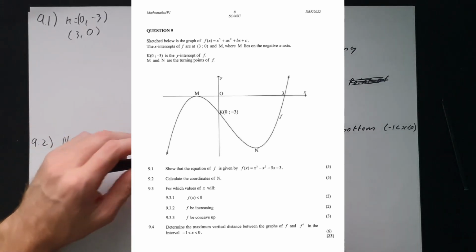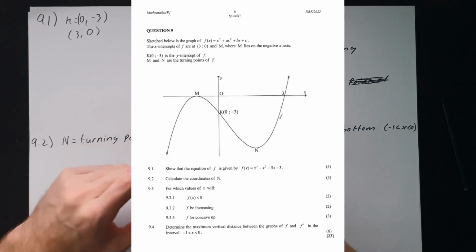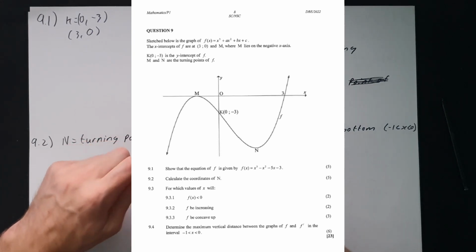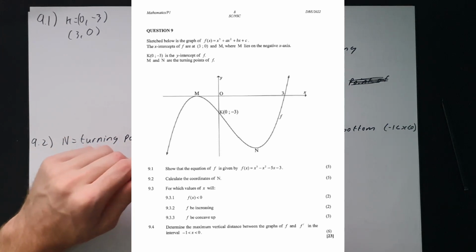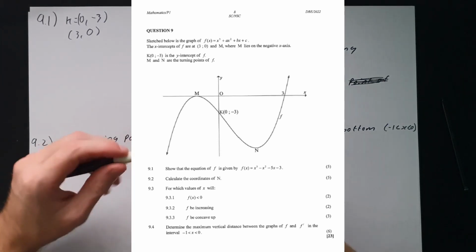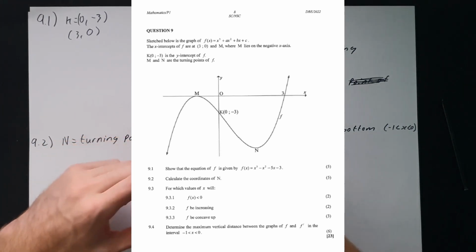It says the sketch below is the graph of f of x, which equals x cubed plus ax squared plus bx plus c. The x-intercept of f is at (3, 0) and m, where m lies on the negative x-axis. They then give you that k equals (0, -3) is the y-intercept, and that m and n are turning points of f. So, all important information there.